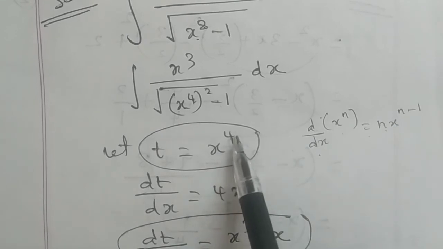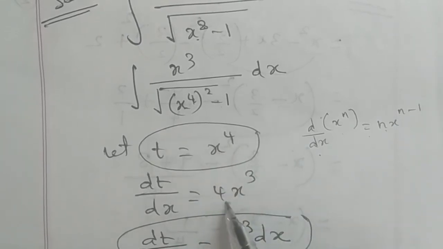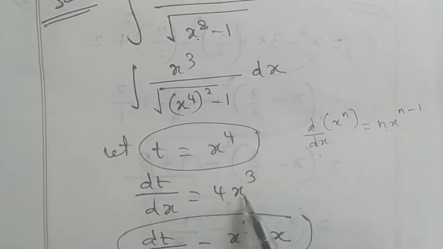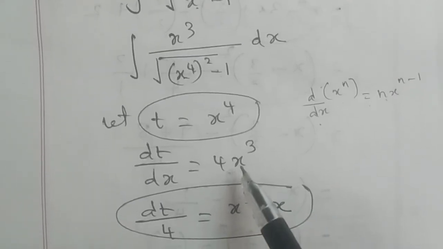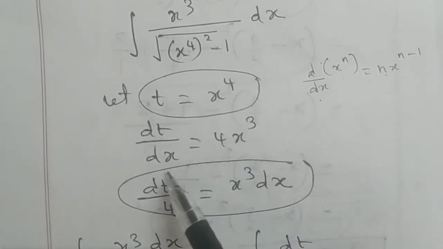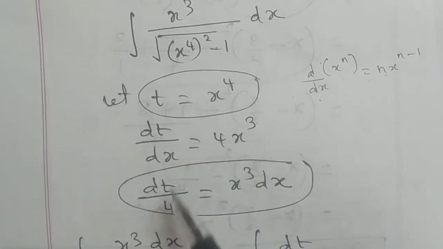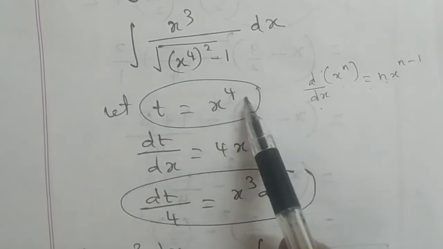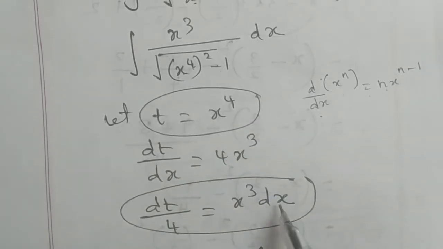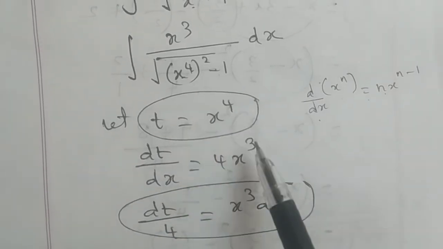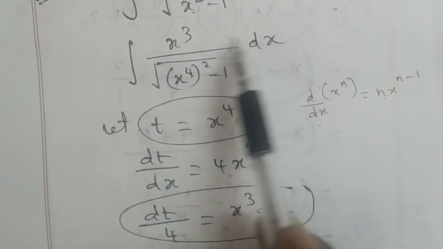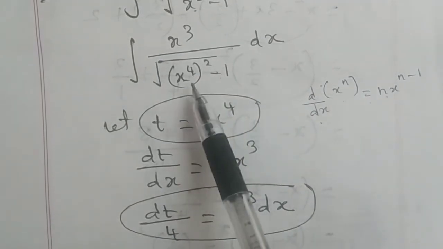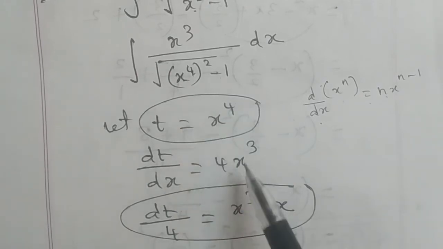So here x power 4, n value is 4. So 4 x to the power 4 minus 1, 4 minus 1 what? 3. 4x cube. So dt by 4, we are bringing this 4 in the denominator, equal to x cube into dx. Now t equal to x to the power 4 and x cube into dx. Substitute in the question. What is the numerator? X cube into dx equal to what? dt by 4. Here in the denominator, x to the power 4, what? T.